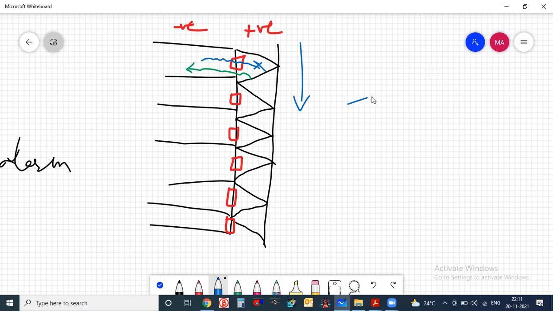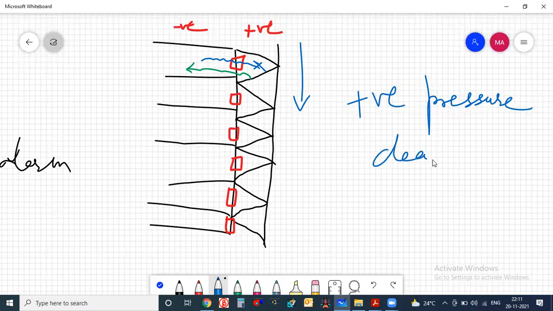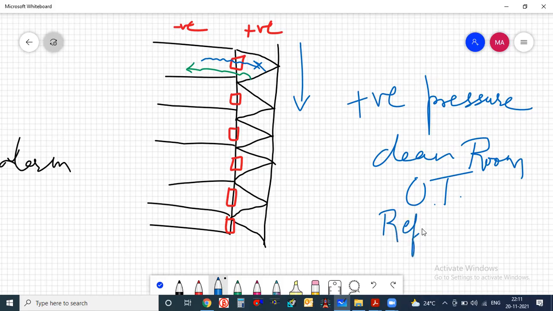Now, normally these positive pressures are maintained in clean rooms. Clean rooms means, for example, pharmaceutical rooms, or operation theaters, OT. And also if you want to protect the refuge areas, a refuge area is something where in case of fire one area will be made. So in those areas you can maintain this positive pressure. This is also an example of positive pressure.